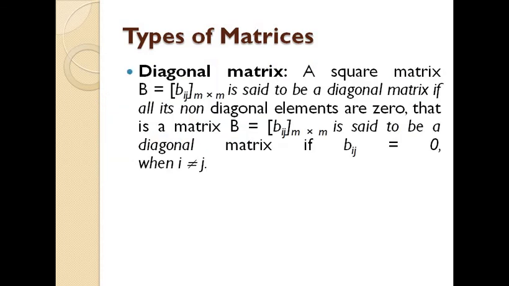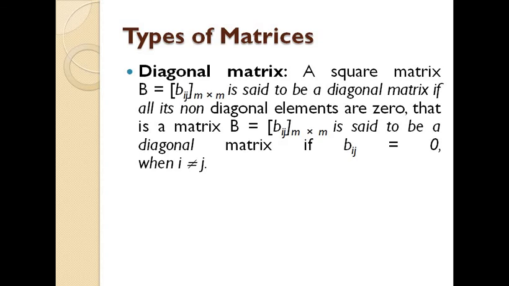Here you can see the definition again. A square matrix B is equal to Bij, that is m into m. Why have I written m into m? Because the matrix is a square matrix, so I will not write m into n. Here I have written m into m because the number of rows and number of columns are the same. So it is said to be a diagonal matrix if all the diagonals of a matrix are non-zero and the rest of the elements are zero.